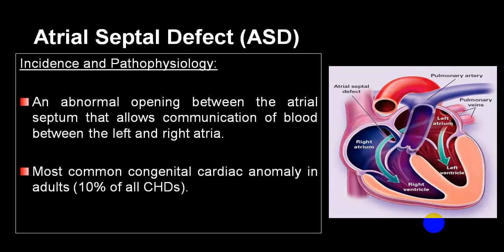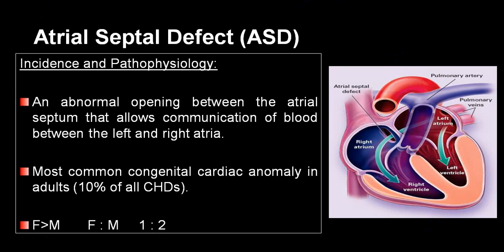We call this Eisenmenger with reversal of the shunt. So now the person has a right to left shunt. The person will start developing cyanosis, hypoxia, and there will be a high chance of paradoxical embolization from the right side into the systemic circulation. This stage is called Eisenmenger syndrome or Eisenmenger complex, where the person will start developing signs and symptoms of cyanosis plus hypoxic symptoms and congestive cardiac failure.